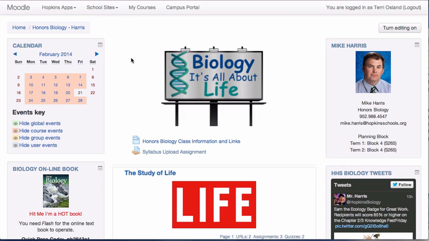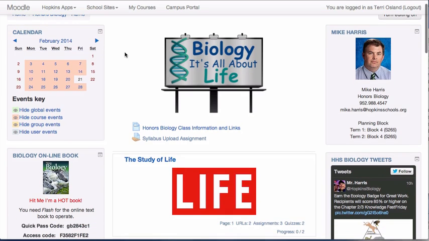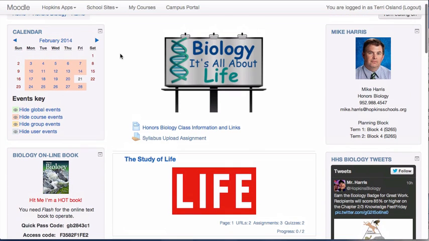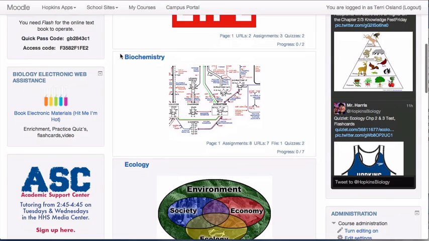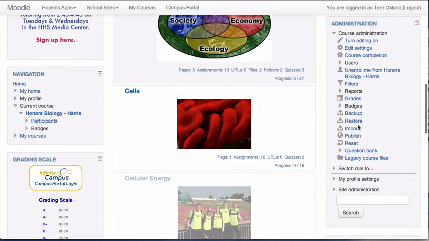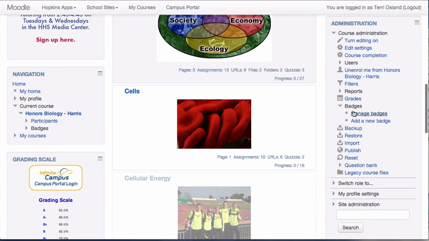Finally, my man, Mike Harris, has gone hog wild on the creation of badges as a result of a half school day at Hopkins High School. When the transformer went out, the students got sent home, and Mike just explored badges full-fledged, both feet in. So if I'm on his science page, I'm going to go down to his administration block, find his badges area and click Manage Badges.